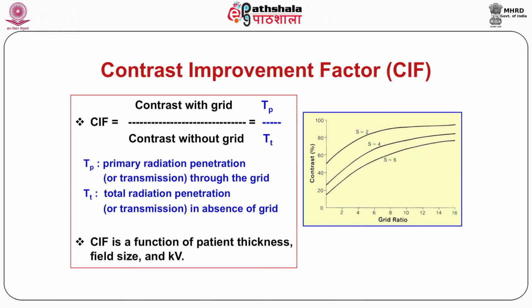CIF is a function of the grid penetration characteristic and the amount of scattered radiation. The relation between the contrast improvement and grid ratio strongly depends on the proportion of scattered radiation in the beam emerging from the patient body, and hence it is a function of patient thickness, field size and kilovoltage.